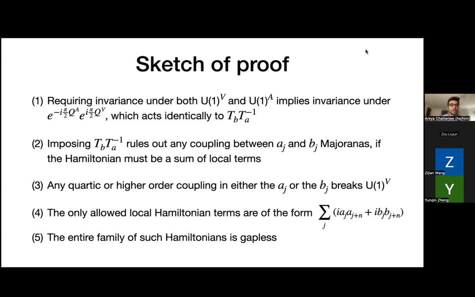That's a good point. You could ask, given this algebraic structure, is there any Hilbert space where you can write down a symmetric gapped ground state for these two symmetries, QV and QA? That's an interesting question, and this does not address that question.